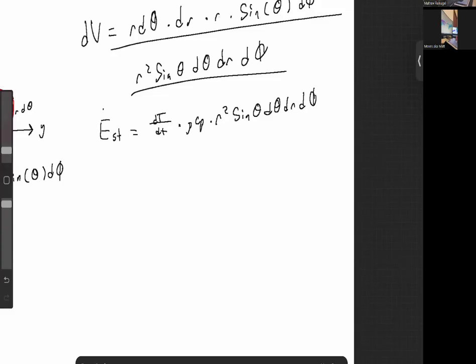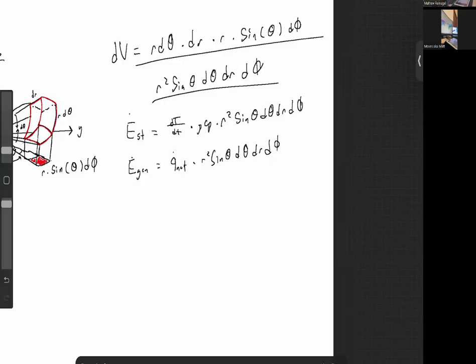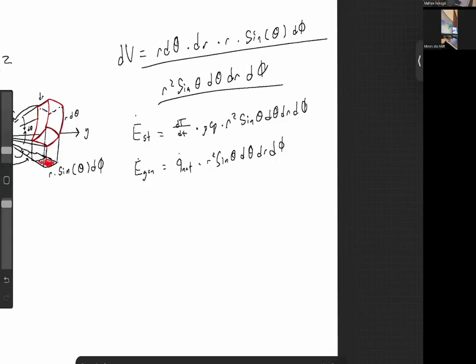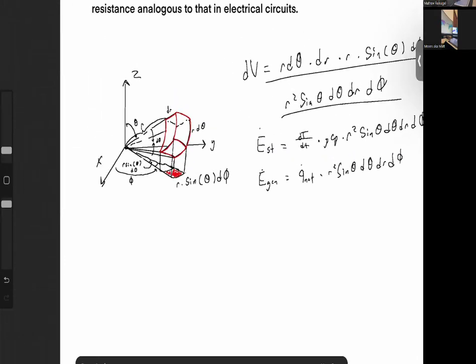And then same thing for Q. This is heat added, or net heat generation, multiplied by r squared sine theta, dr, d theta, d phi. So now we have our expressions for energy stored and energy generation, but this is the lengthy part of the problem. We need to find the net heat flow, and we have to do this for each direction like how we did in the first part of this homework assignment.